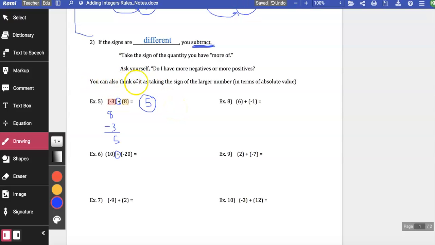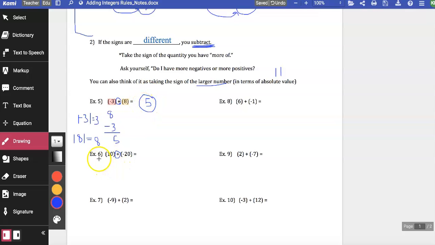You can also think of it as taking the sign of the larger number in terms of absolute value. Remember we talked about absolute value this week. The absolute value of -3 is 3. The absolute value of 8 is 8. Remember, absolute value is distance from 0. So -3 is 3 units from 0. 8 is 8 units from 0. Basically, you're writing the number as a positive. And then we compare, which is larger, 8 or 3? Well, 8 is larger. The 8 was the positive number, so our answer is going to be positive.